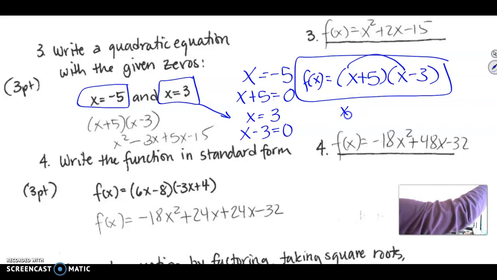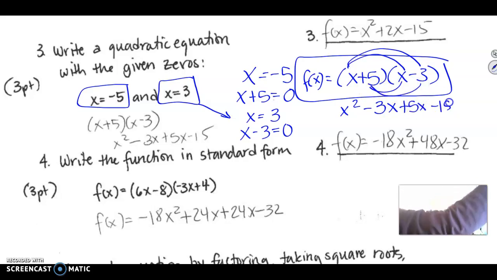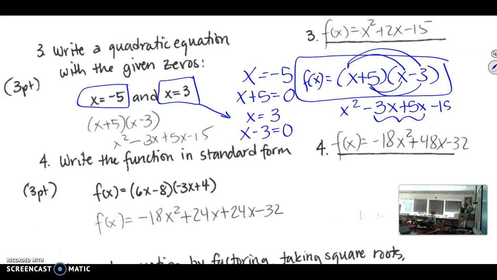x times x is x squared, minus 3x. Then the inside is plus 5x. And then we have minus 15. So these two combine to the 2x up there. So whatever your zeros are, you go x minus that value to get your factor.